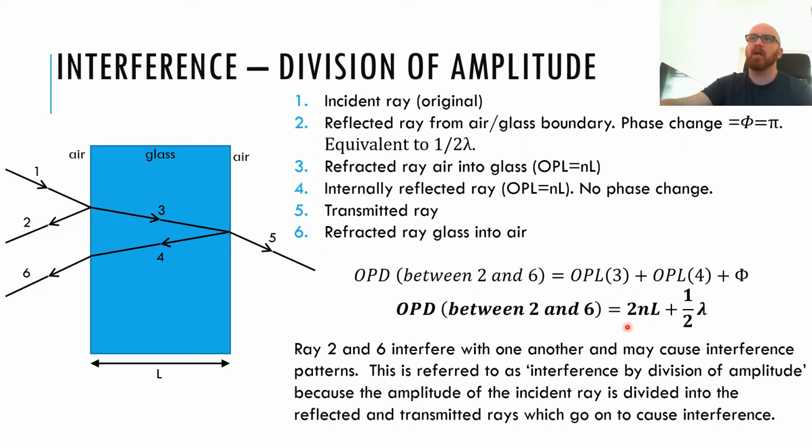You put them all together and you get 2nl plus a half wavelength, where 2 and 6 interfere with one another and may cause interference patterns. This is referred to as interference by division of amplitude, because the amplitude of the incident ray, which is 1, is divided into the reflected and transmitted rays, which go on to cause interference. This is the definition of division of amplitude, and this is how we use it. So how can we use the interference of 2 and 6 to work anything out for us?